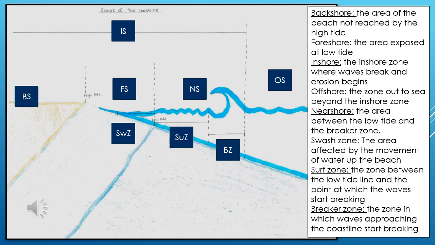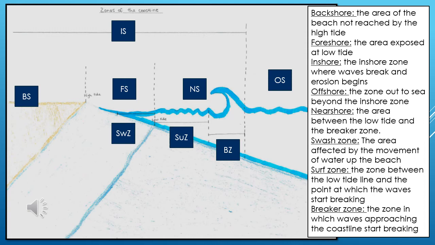The inshore is the next one, and that's the top label. The inshore is basically anywhere from where the waves start to break inwards towards the shore. So if you're at the beach and you look out, you can see where the waves start to break, and that's where the wave cycles become interrupted. The inshore zone is where erosion is going to begin, because the breaking of the waves is what causes the erosion.